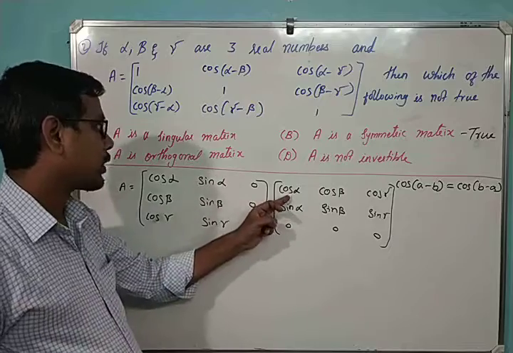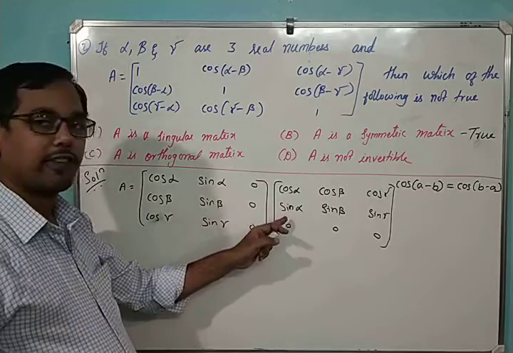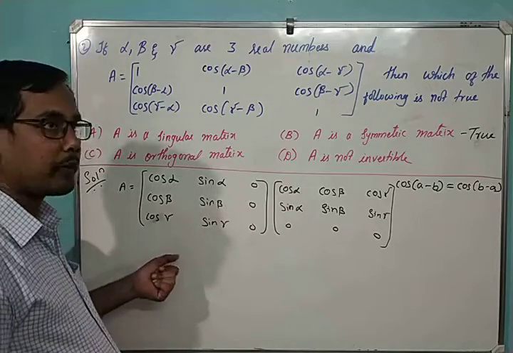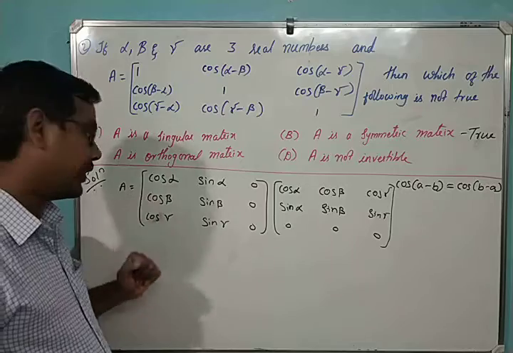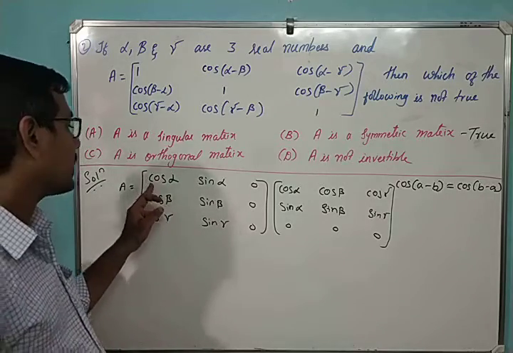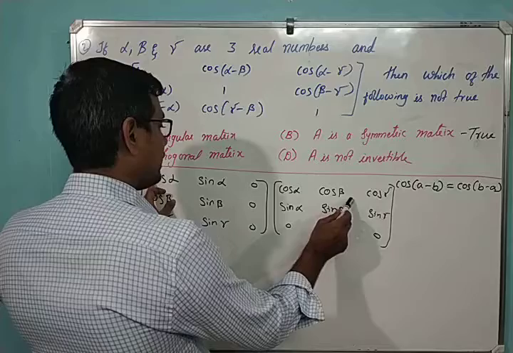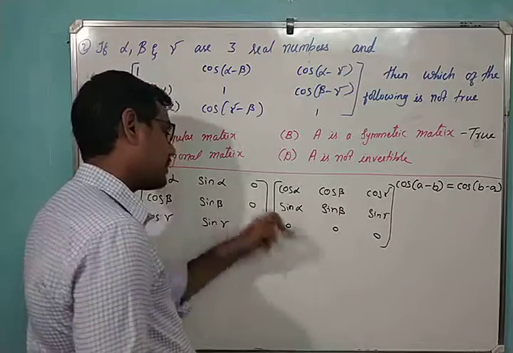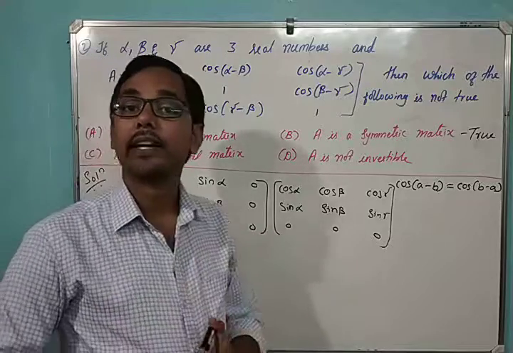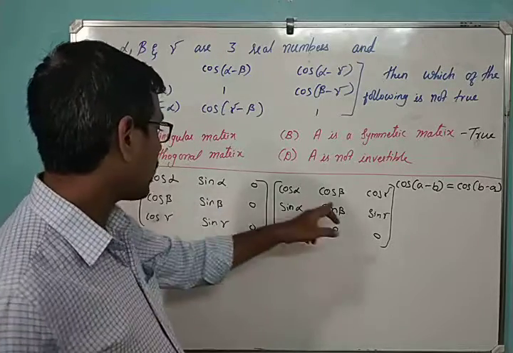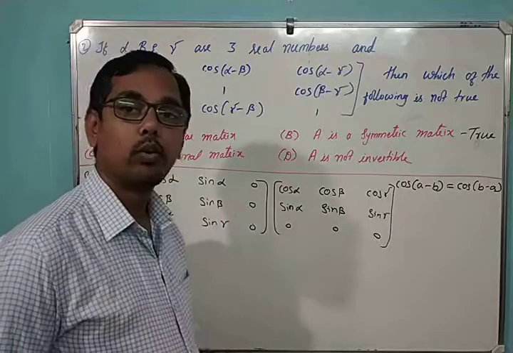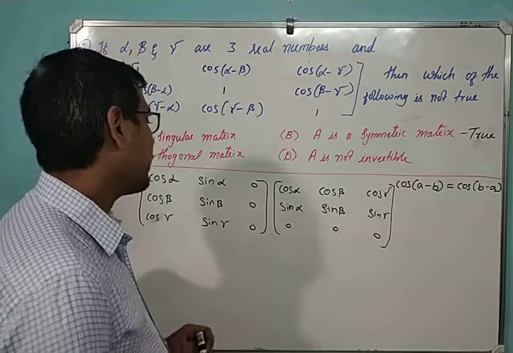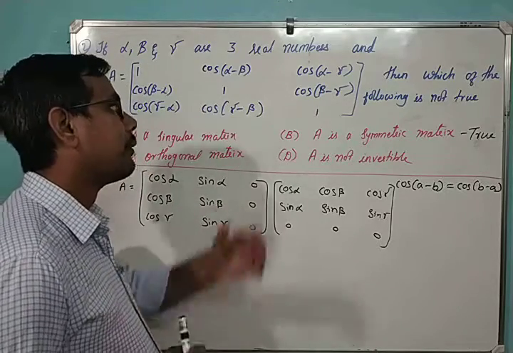Cos alpha into cos alpha, cos square alpha, sin alpha into sin alpha, sin square alpha, 0 into 0 is 0. So at the A11 position, cos square alpha plus sin square alpha, which is equal to 1. Now let's check the second one. Cos alpha into cos beta plus sin alpha into sin beta, 0 into 0 is 0. So A12 is cos alpha cos beta plus sin alpha sin beta, that is cos of alpha minus beta.